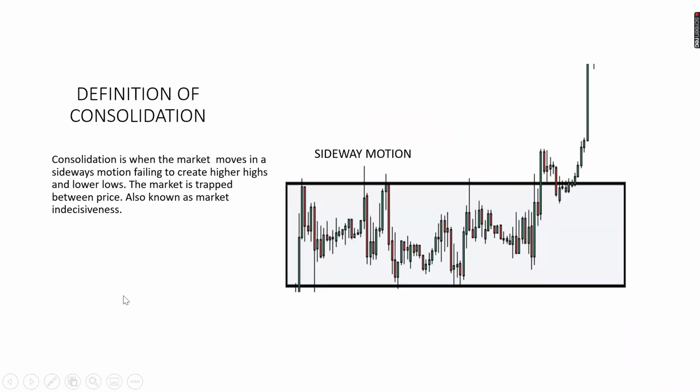The next one here is consolidation. Now, consolidation is when the market moves in a sideways motion, failing to create higher highs and lower lows, right? It basically fails to make an uptrend or a downtrend, okay? The market is trapped between price, also known as market indecisiveness. Basically, the market doesn't know where it wants to go, all right? It's just sitting there in between two prices.